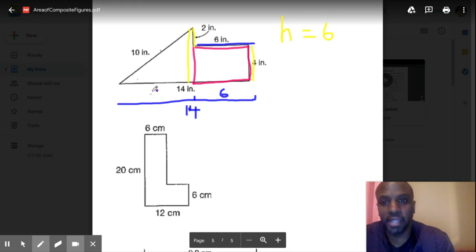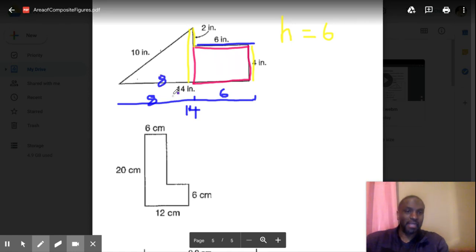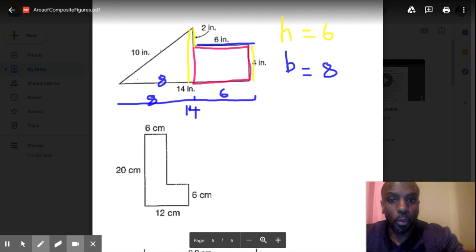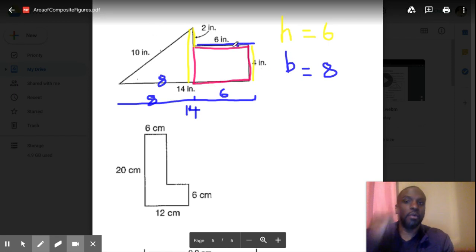Who got it? 8. Okay, 6 plus 8. That means that this right here has to be 8, okay? That is 8. Got it? So this triangle has a base of 8. I'm not going to calculate anything. I'm using 1/2 base, 1/2 times the base of 8 times the height of 6, 2 plus 4, 6. And then I'm using the area of the rectangle, which is 6 times 4.